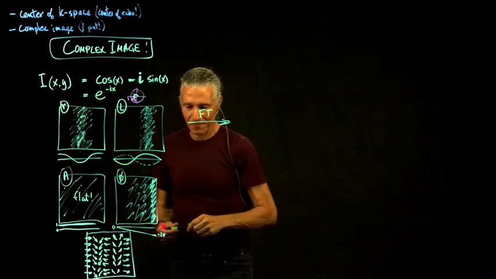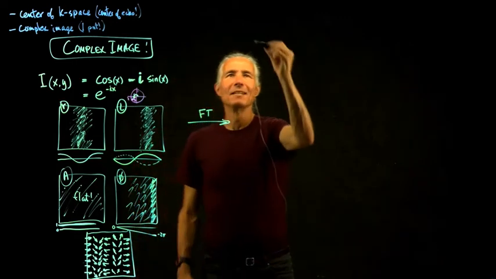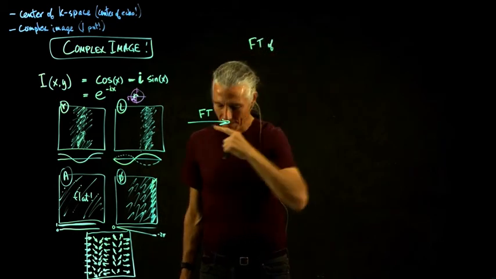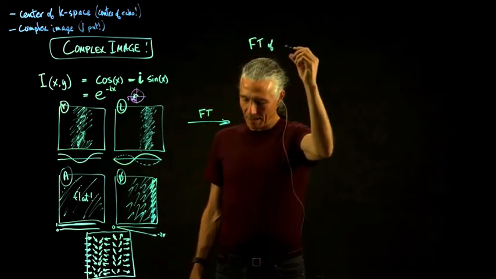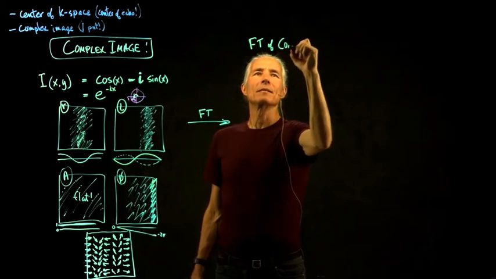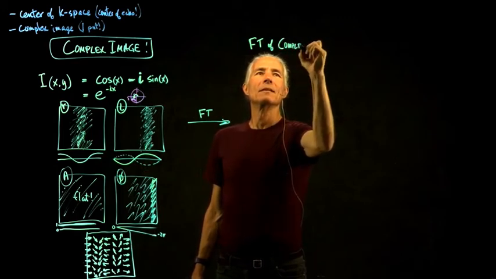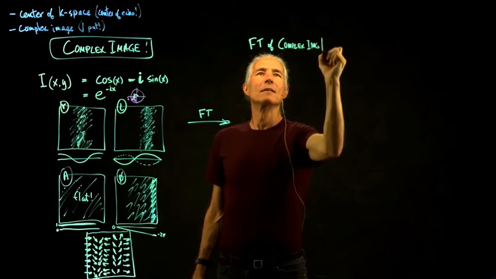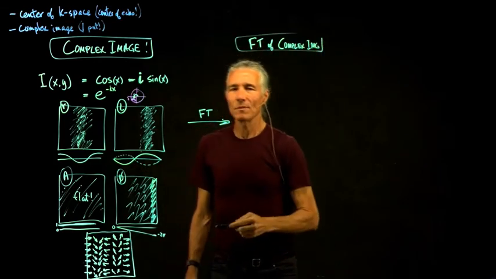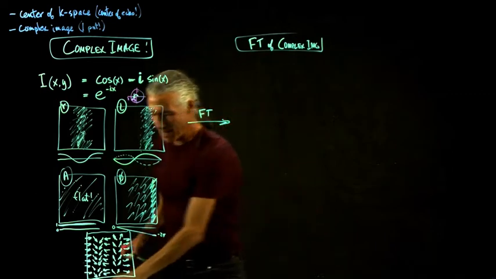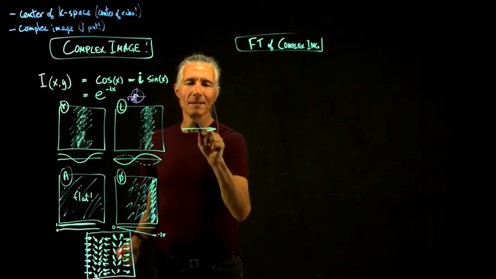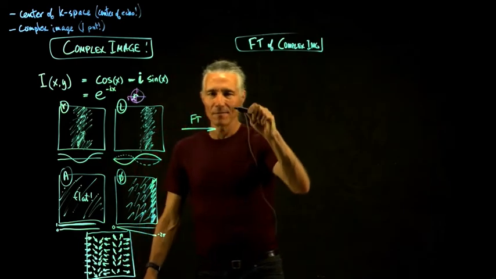Okay, so now we do the Fourier transform of that. And what do we get? So finally, FT of complex image. So when we look at the Fourier transform of this, we finally get a point in kSpace. So here's our Fourier transform of it.